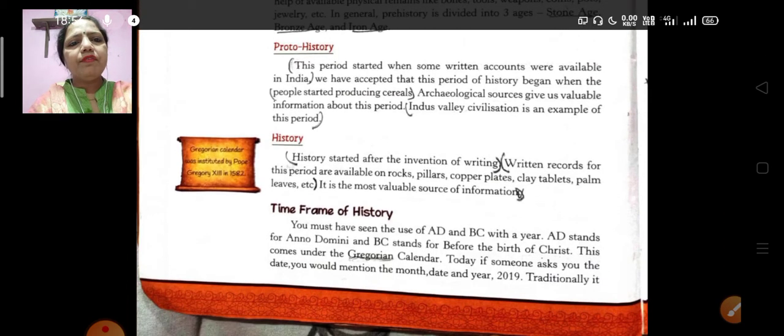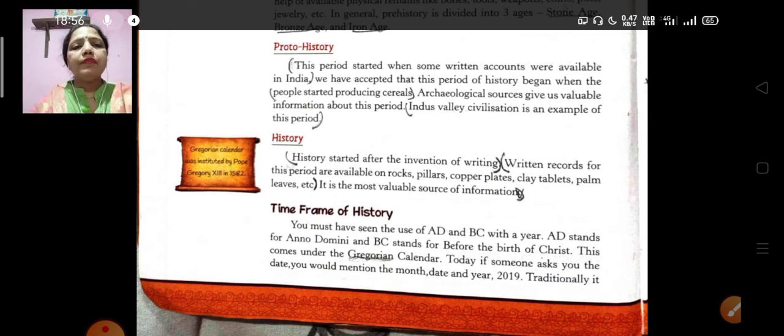Now again we will learn about history. History started after the invention of writing. Written records of this period are available on rocks, pillars, copper plates, clay tablets, palm leaves, etc. It is the most valuable source of information.